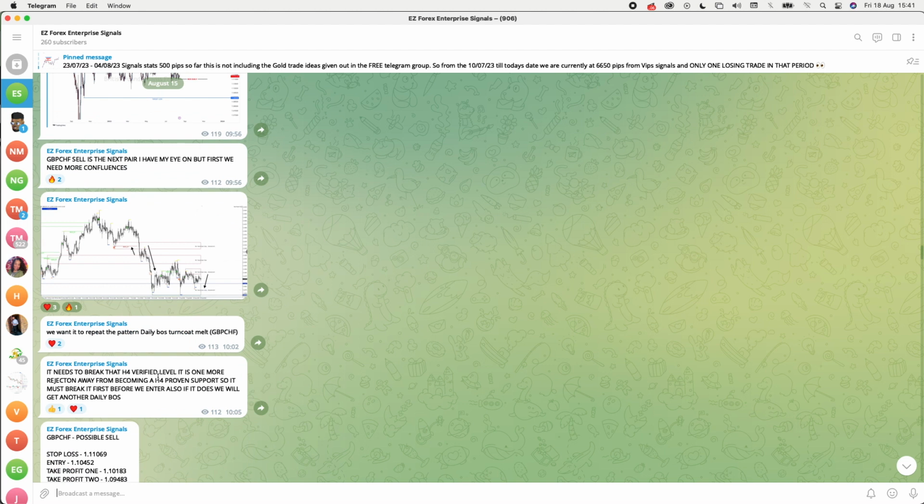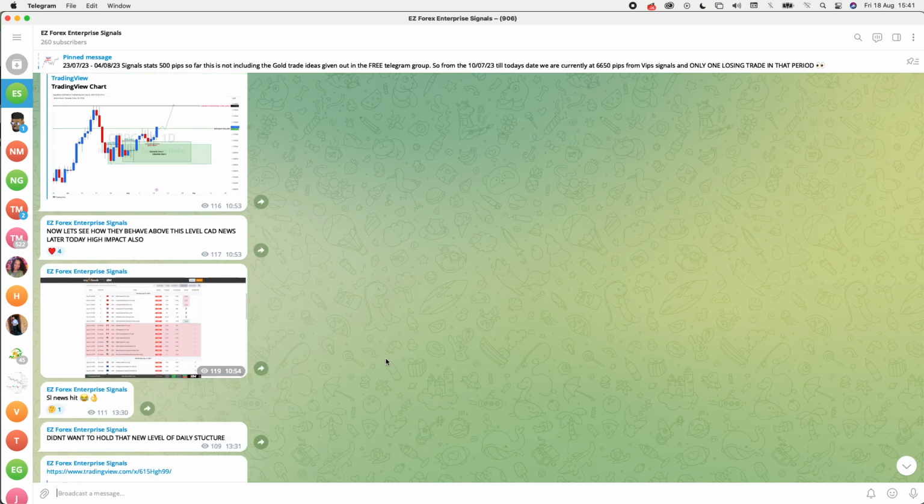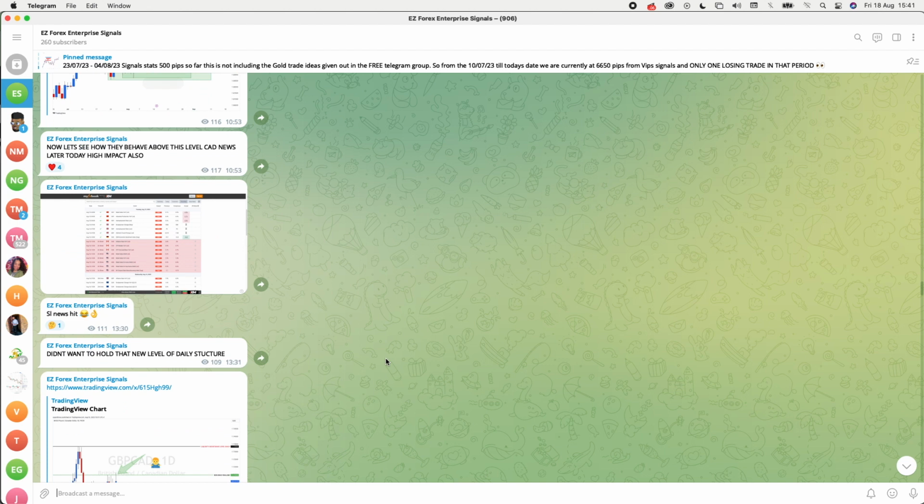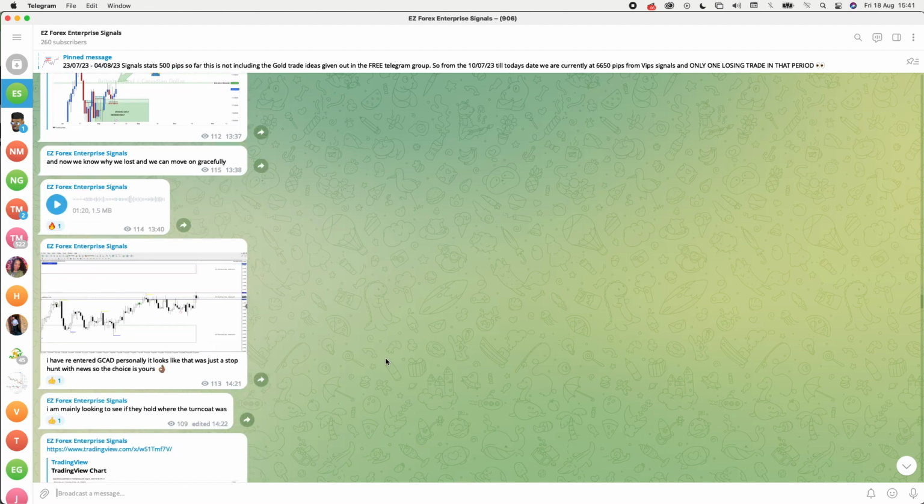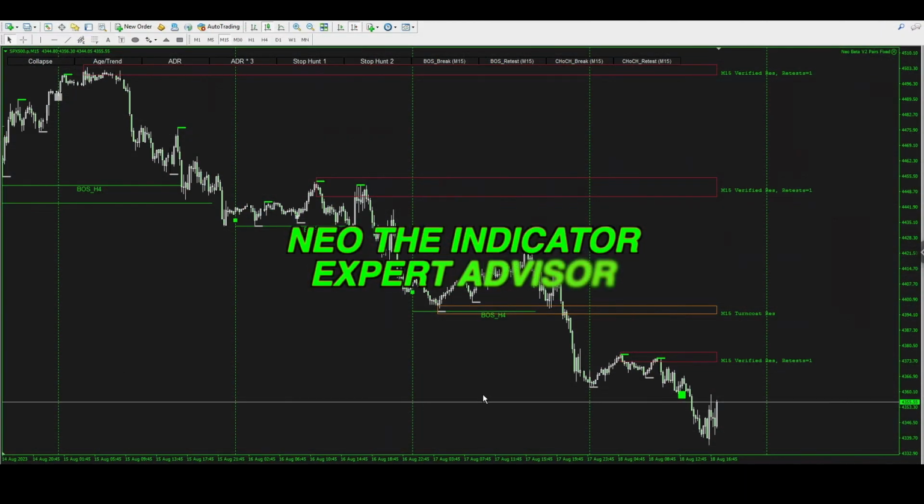You can also see here I gave out an idea of GBP CHF, but this trade never came into play, so we never took it. Now I also did tell people when we were in this trade that, hey, you want to possibly look for a re-entry in this pair, because we actually did get stopped out at one point, and you can see right over here, no lies, I re-entered this pair after our first trade stopped out with CAD news. I told every single person about this, like I say, and then we did see the continuation of the buy. So we took a small loss, but then we managed to catch a big win on the other side of it.